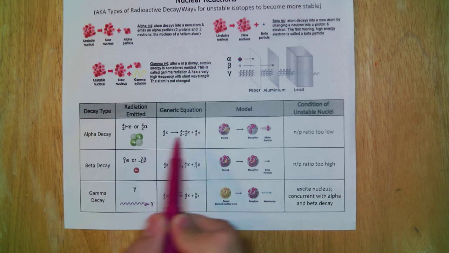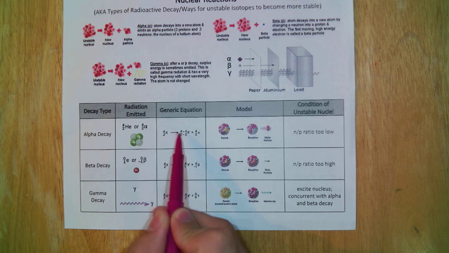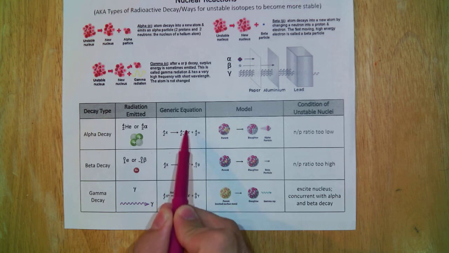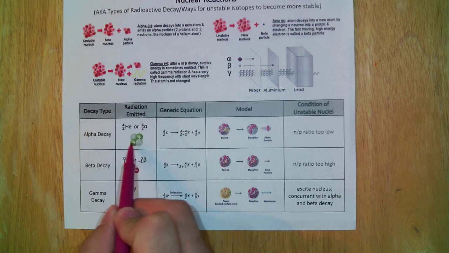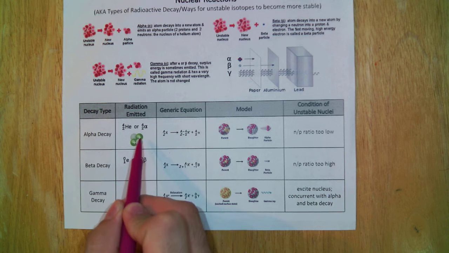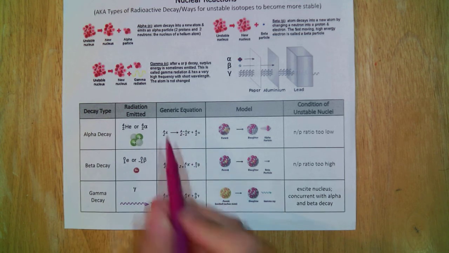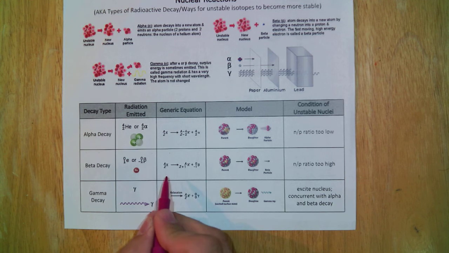If something's undergoing alpha decay, the atomic number is going to decrease by 2, and the mass number is going to decrease by 4, because you're releasing 2 protons. That's why the atomic number is going to decrease by 2. But in addition to 2 protons, you're releasing 2 neutrons, and that has a mass of 4, so that's why you're decreasing your mass number by 4.